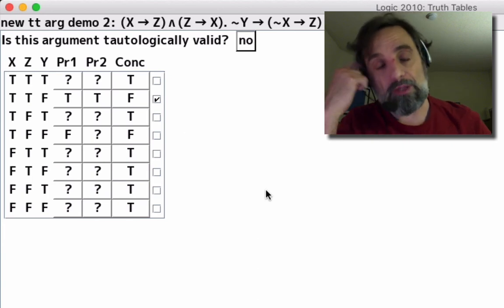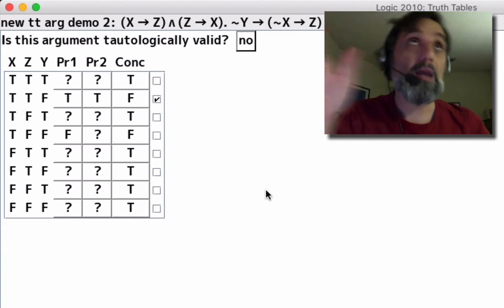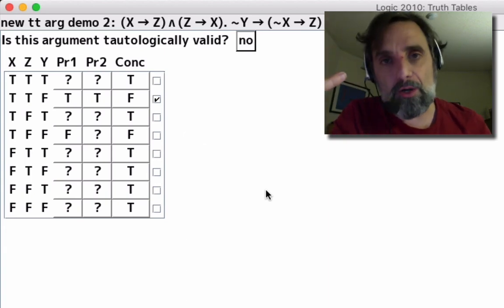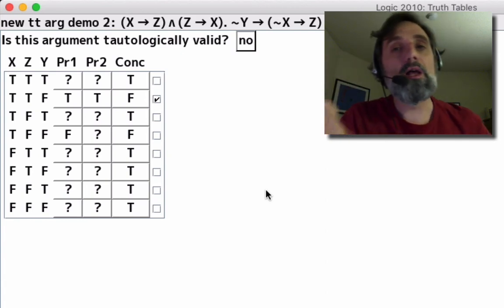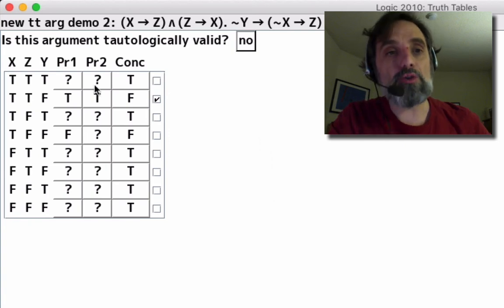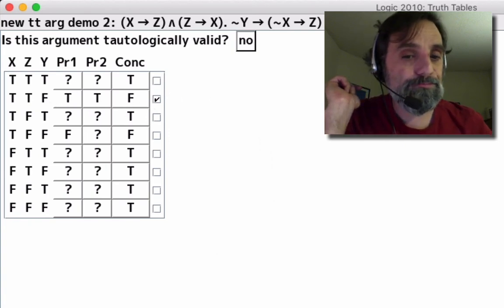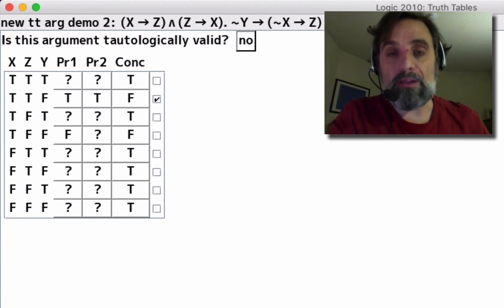Just like with tautologies, when you're checking whether or not a sentence is a tautology and you decide it's not a tautology, you check the row on which the sentence is false. Here, when the argument is invalid, you check the row on which the premises are true and the conclusion is false. Okay, good. So in the next video, I will take a look at one last example problem.